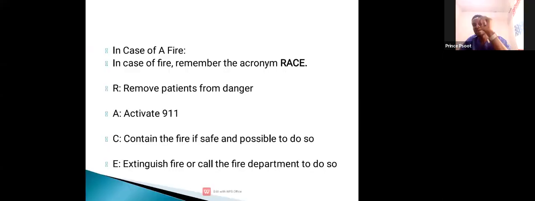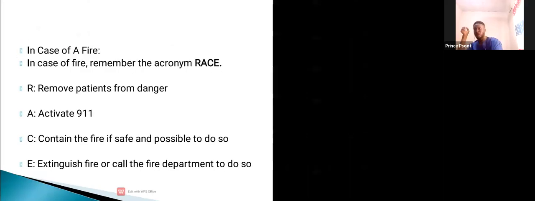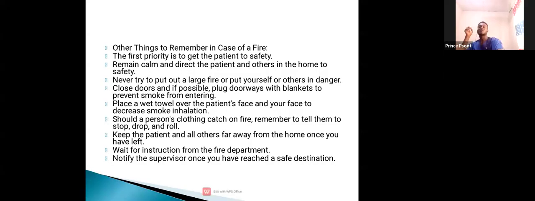While there is a fire outbreak, what can you do? RACE: remove patient from danger, call 911, try to contain the fire as fast as possible if you can do so, and if you cannot, then you extinguish. If you cannot extinguish, call the fire department. And finally, we also talked about the thing to do first, which is patient safety. Removing the patient from danger is the first thing to do in case of any kind of emergency, outbreak of fire or any hazardous thing.